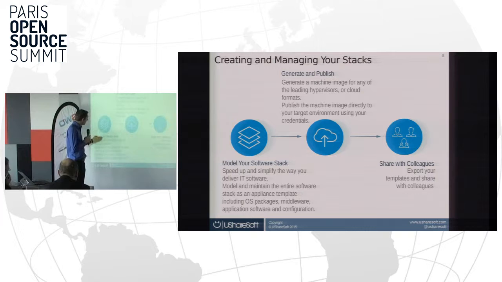So after your stack is modelized, you want to instantiate this model to have a virtual machine, if that is what you want. This is what we call generation and publication. Generation is the instantiation of this model to a physical or virtual disk or a container. After this, we can publish these images into a cloud target.